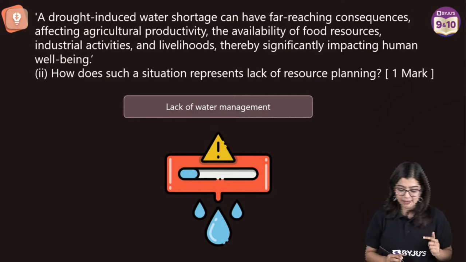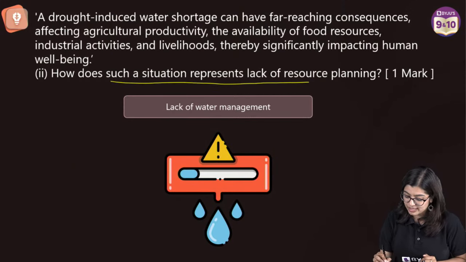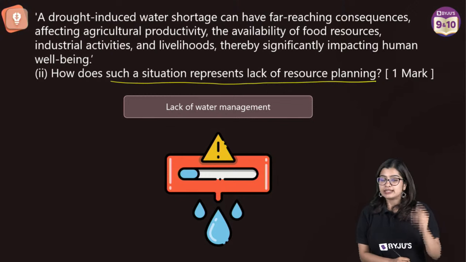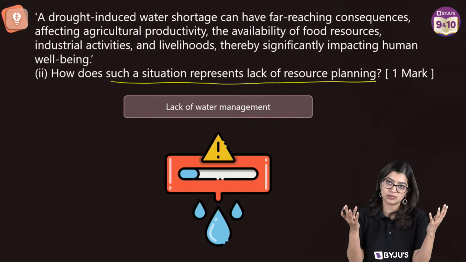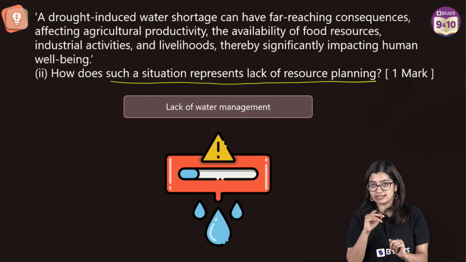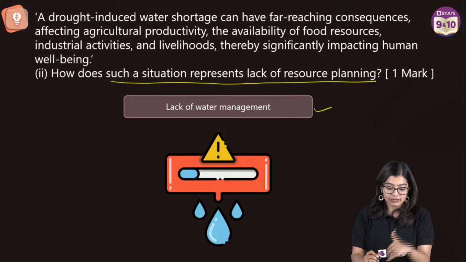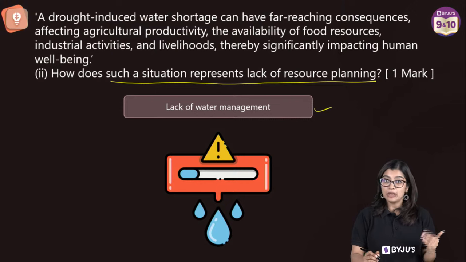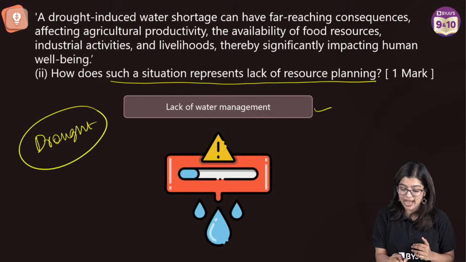Good. Next up, the second part of the question is asking us, how does such a situation represent lack of resource planning? See, we know what resource planning is, wherein first we take stock of how much resources we have, then we utilize them wisely. Now, clearly, utilizing them wisely has not happened. We have not managed water in such a way, because ideally, if there was a drought, we should have had some backup, right?